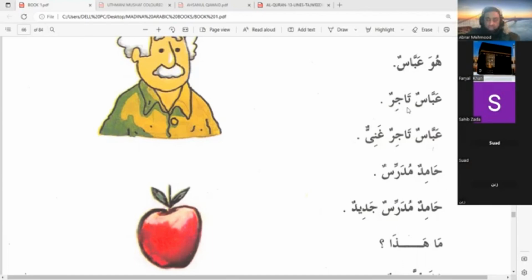Point number 2. They will either be masculine or feminine. Which of those two is it? Masculine. Okay. So Abbas is masculine, Tajirun is masculine. So that's point 2 covered. Point 3, singular or plural? Are these singular or plural? Single. Fantastic. Abbasun Tajirun. Single. Okay. Now the fourth one, which was that they have the same harakat or diacritical marks.